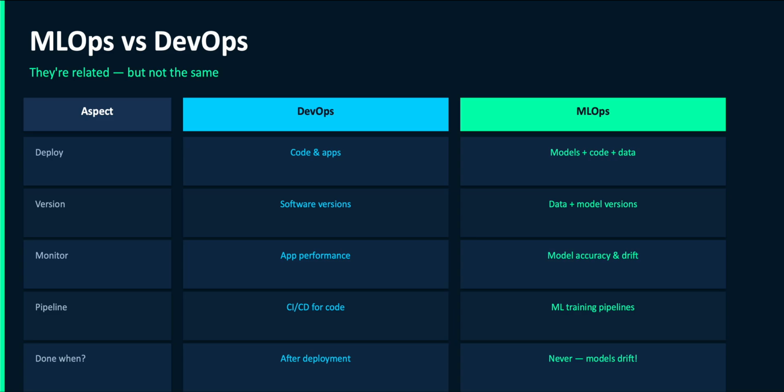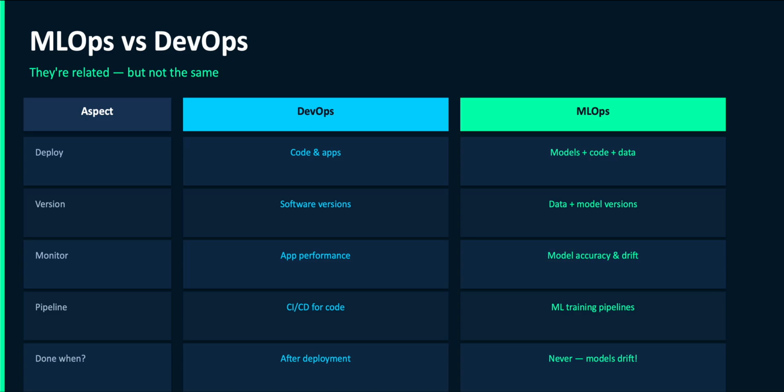In DevOps, once you deploy, you are mostly done. Like you deploy and you forget. In MLOps, your model can silently become less accurate as the real world changes. This is called model drift. And detecting and fixing it is a core part of MLOps, so that your model doesn't go out of date as the real world changes.